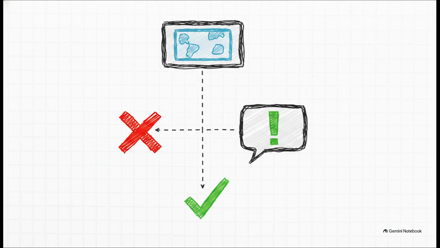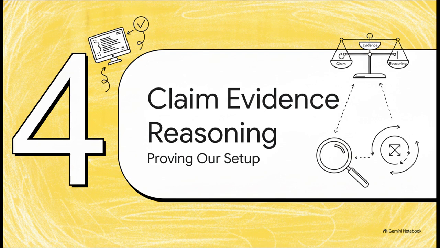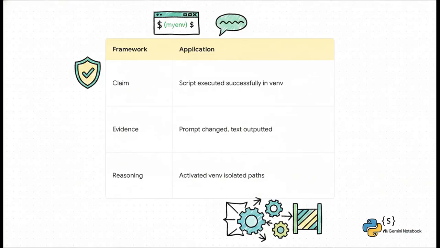What we're doing here is proving that our logic works exactly as we'd expect, all safely contained within our newly constructed isolated environment. Let's unpack this in Section 4, Claim, Evidence, Reasoning. Okay, we need to piece together exactly what just happened, using a strict logical framework. Our claim here is that the script executed successfully inside our isolated virtual environment.